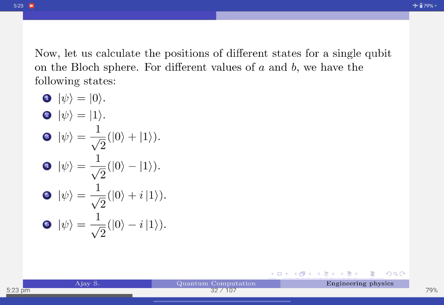Now let us calculate the positions of different states for a single qubit on the Bloch sphere. For different values of a and b, we have the following states. So we are considering these popular states: psi is equal to ket 0, psi is equal to ket 1, 1 by root 2 (ket 0 plus ket 1), 1 by root 2 (ket 0 minus ket 1), 1 by root 2 (ket 0 plus i ket 1), and 1 by root 2 (ket 0 minus i ket 1). So let us visualize these different states on the Bloch sphere.